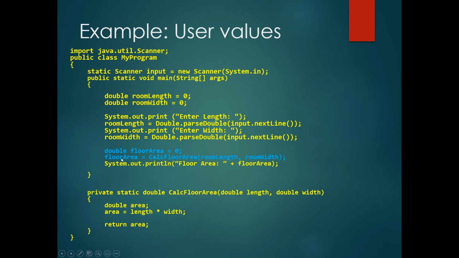Okay, but we do still need to call calc floor area. And you notice this time we're passing in room length and room width. So whatever the user typed in for room length, a copy of it is going to be created and then dropped into the length variable. Similar for the width. The work happens, all the temporary data gets deleted, and then that value comes back, substitutes for that entire chunk, and then it gets assigned into floor area. And then we get to see the result.